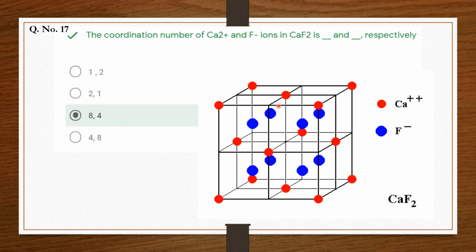On the other hand, if you look at this calcium ion, it will be surrounded by 8 fluoride ions: 4 in this unit cell, and 4 fluoride ions from the unit cell just above this one. So the coordination number of calcium ion is 8. So the correct answer is 8, 4.